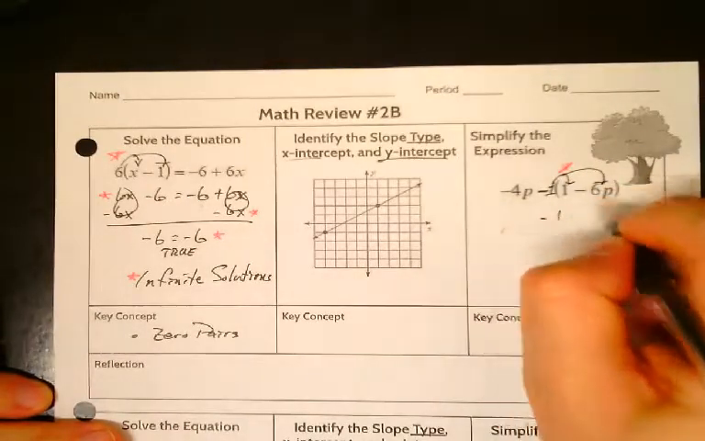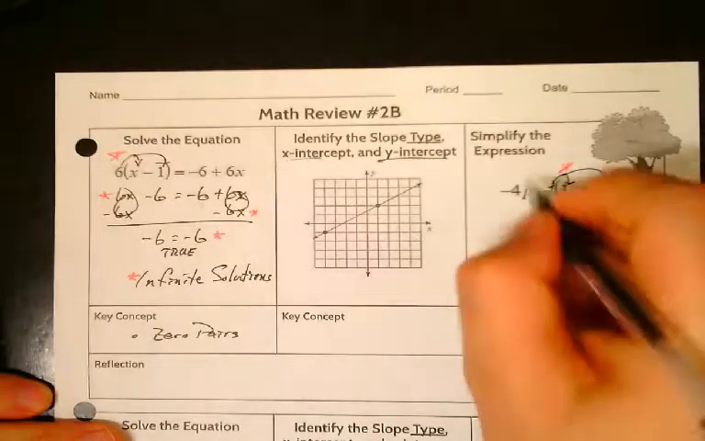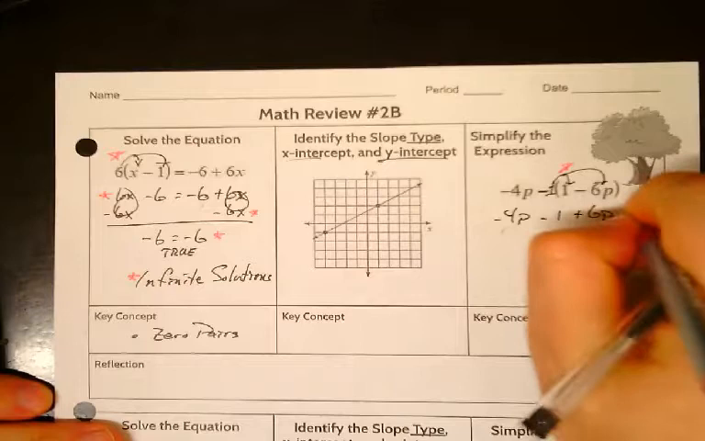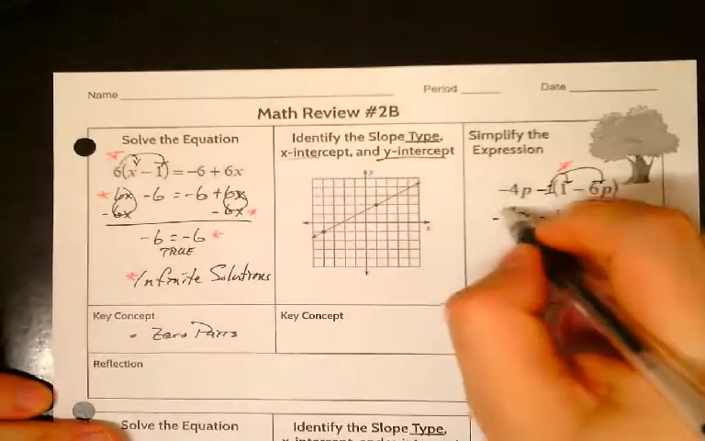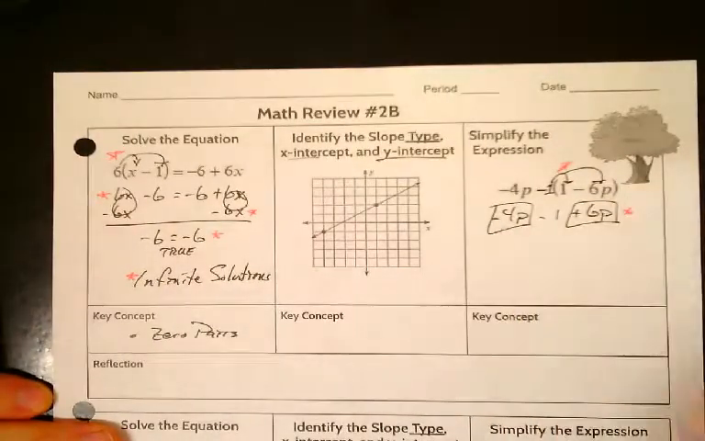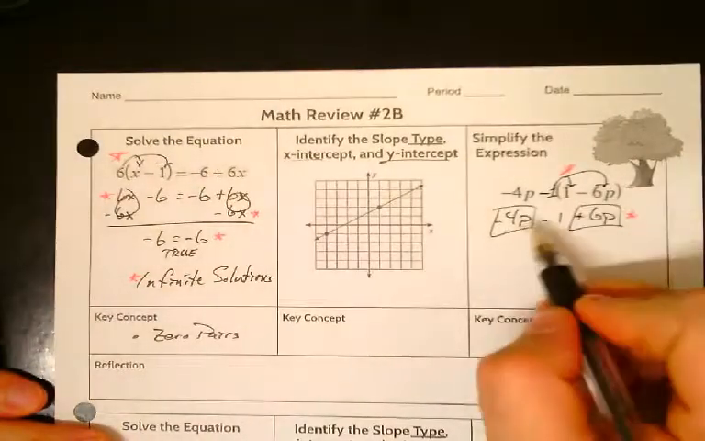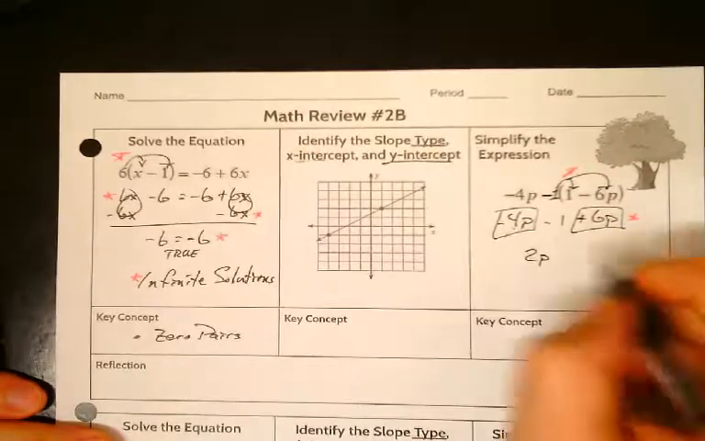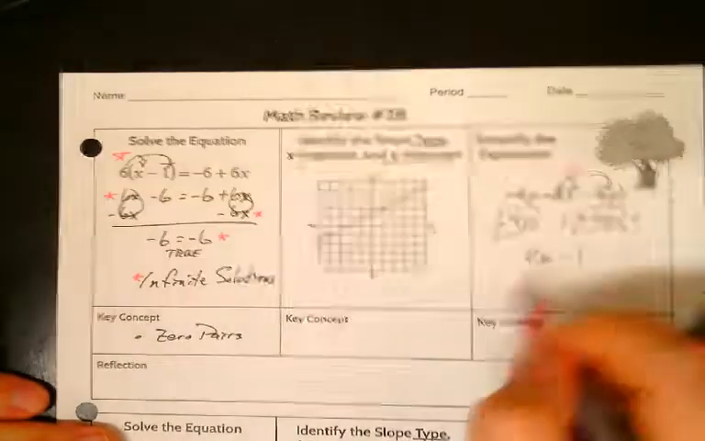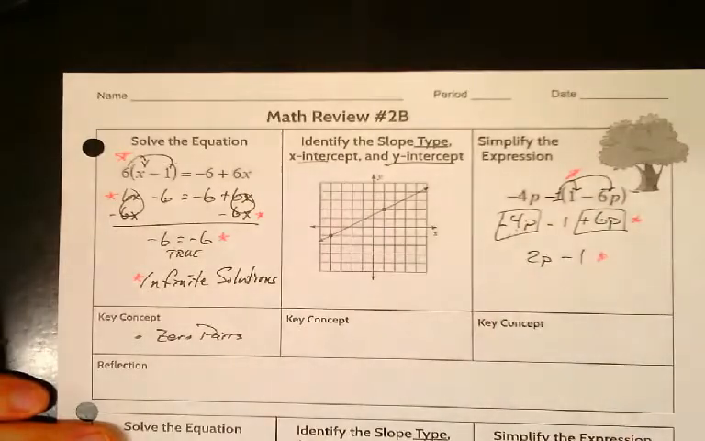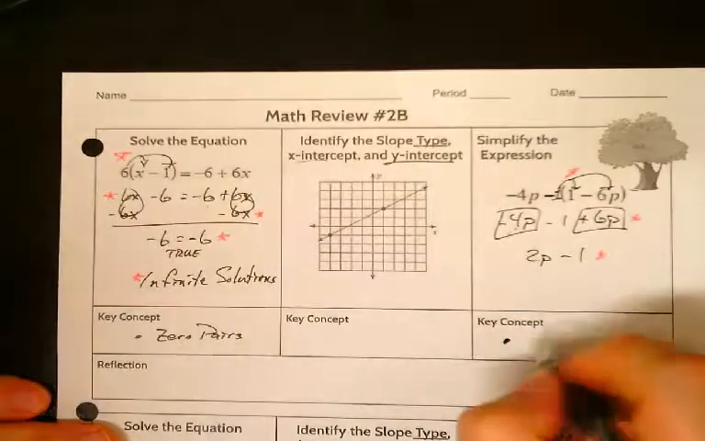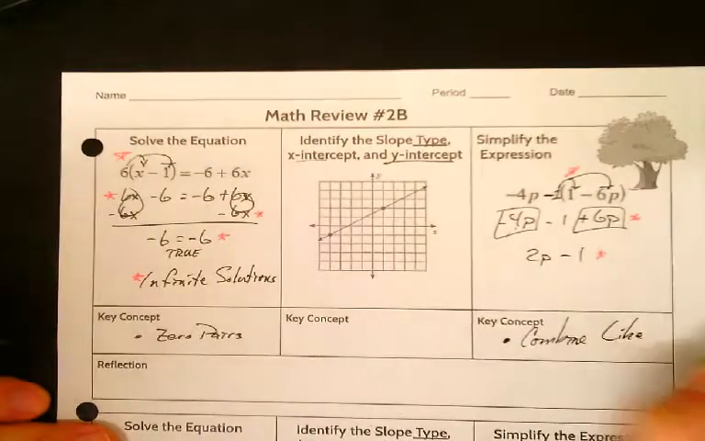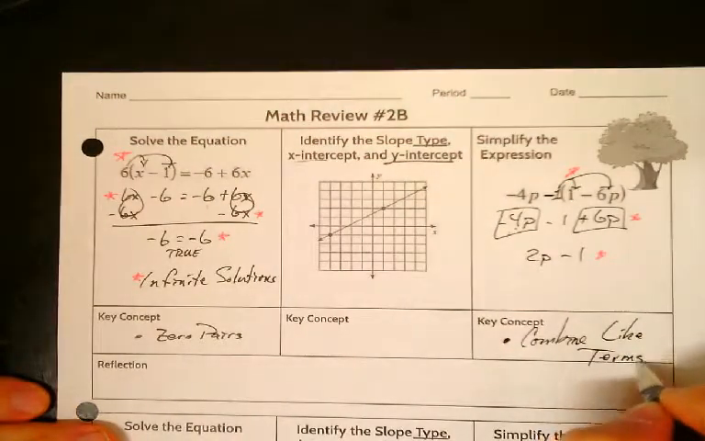That gives you negative 1 plus 6p. Bring down our negative 4p. So if you got that line, give yourself credit. Now identify like terms so we can combine them. Negative 4p plus 6p is positive 2p. Bring down your negative 1. You have 2p minus 1 for your answer. And our key concept, combine like terms.